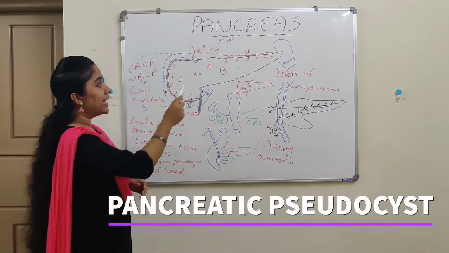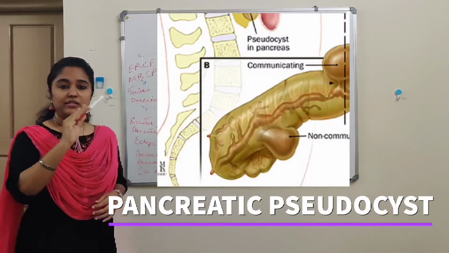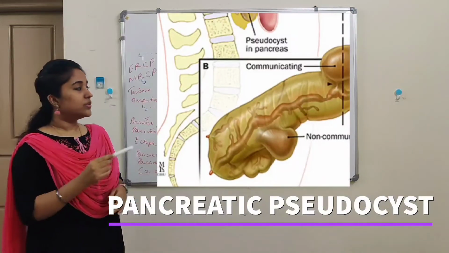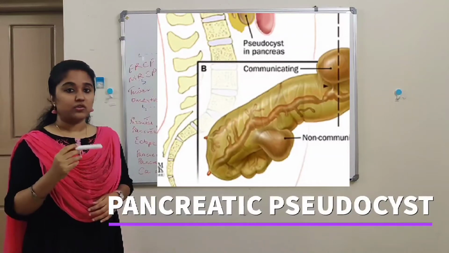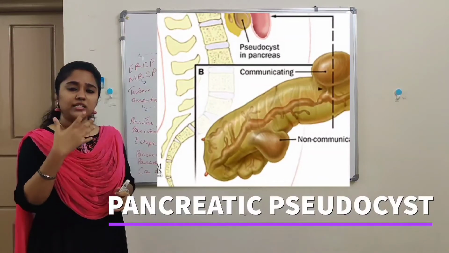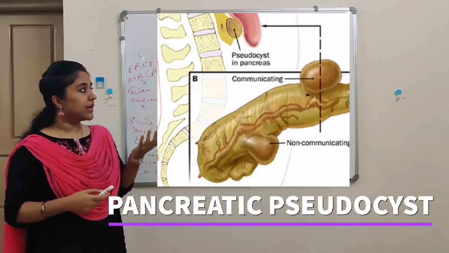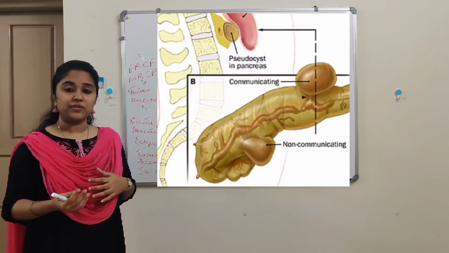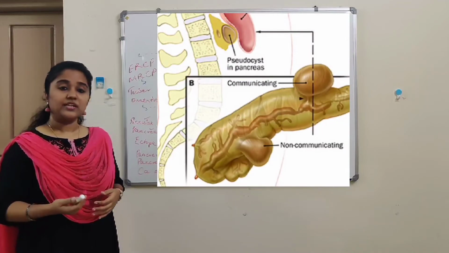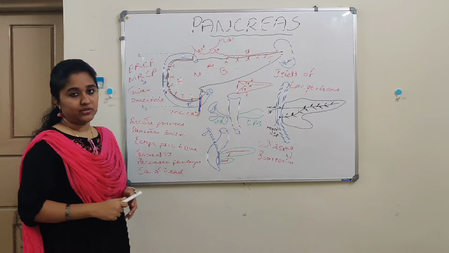Next is the pancreatic pseudocyst. We have already seen the anterior surface of the body is related to the stomach. In between that you have got the lesser sac or the omental bursa. In case of any fluid collection in this omental bursa, that can appear like a cyst arising from the pancreas. So that is referred to as pancreatic pseudocyst.